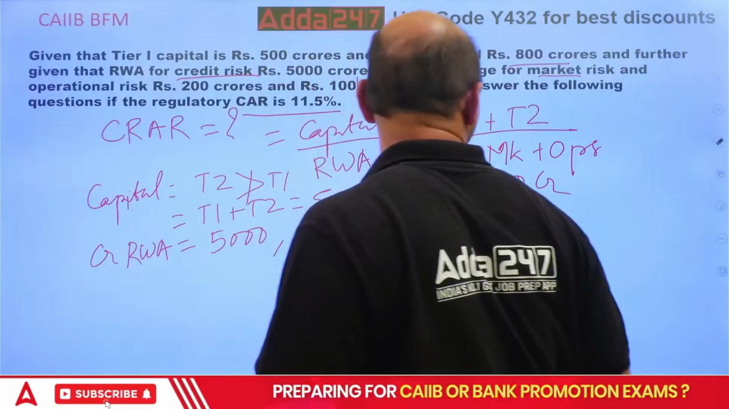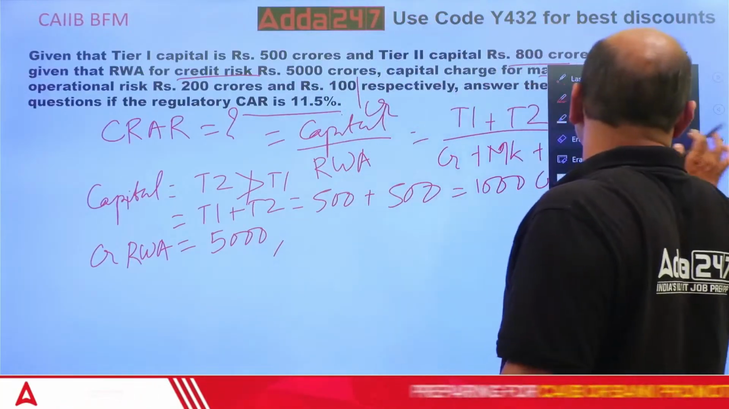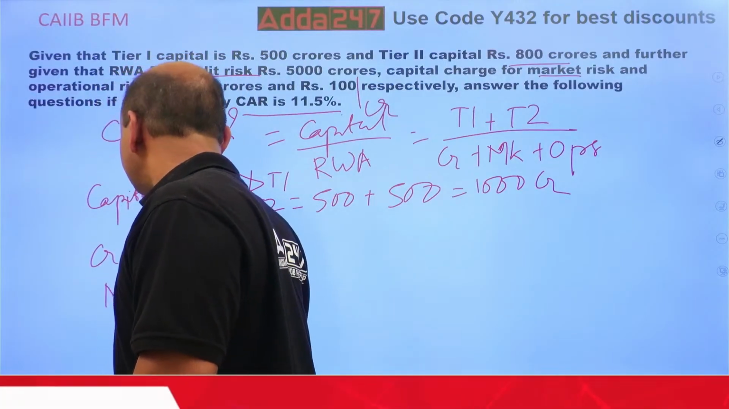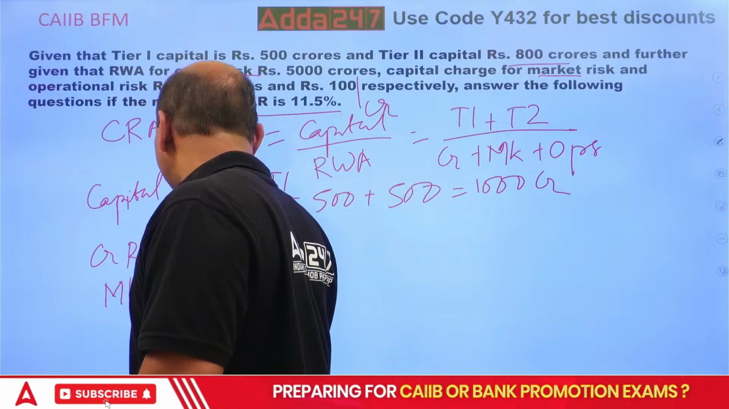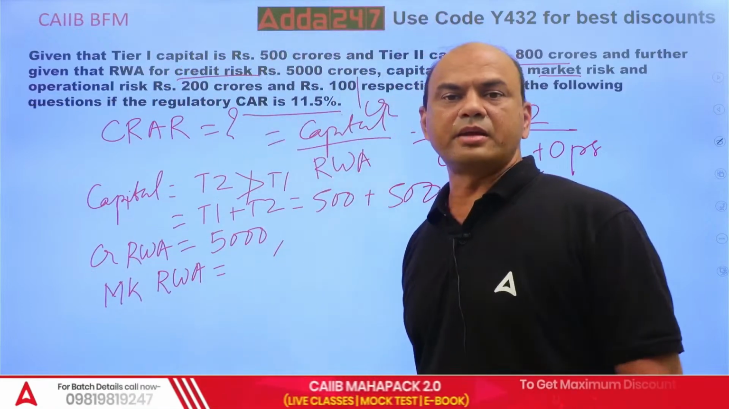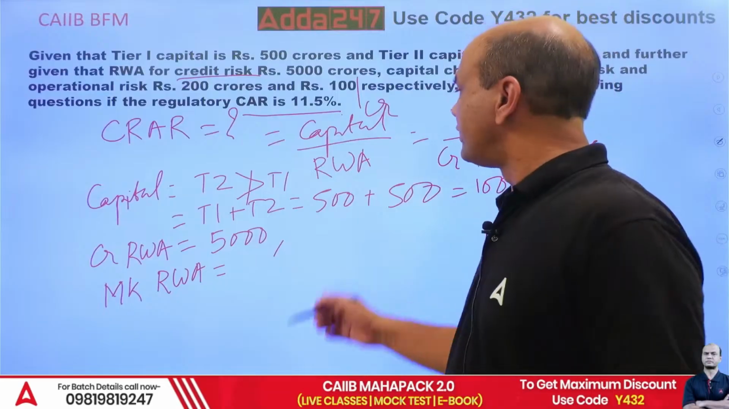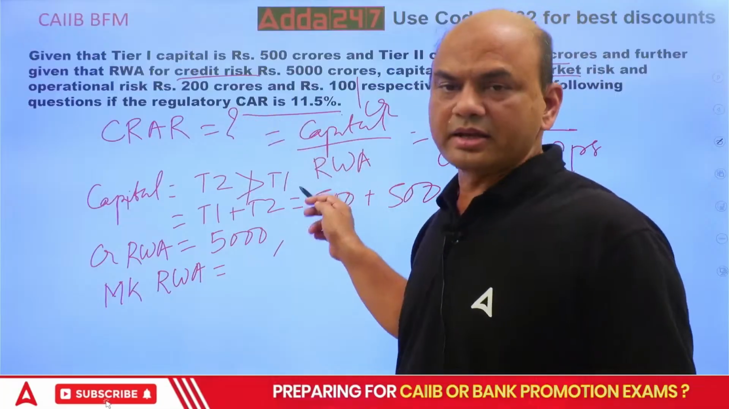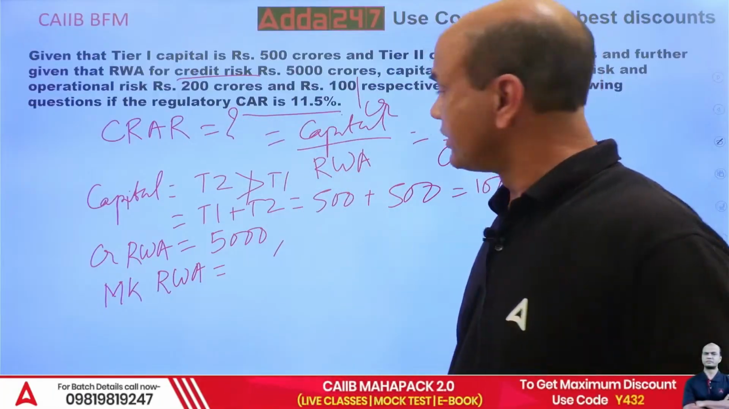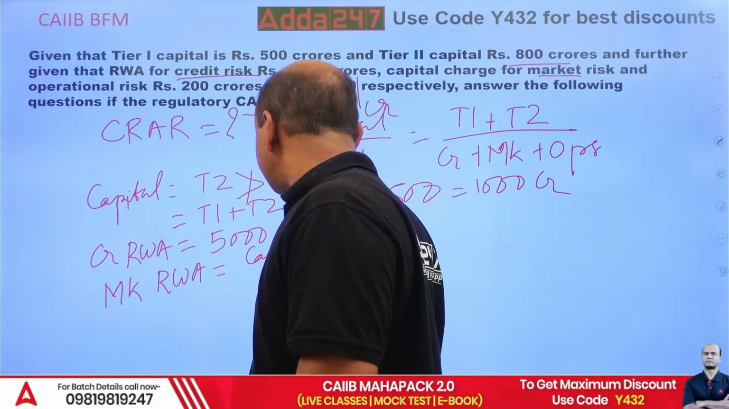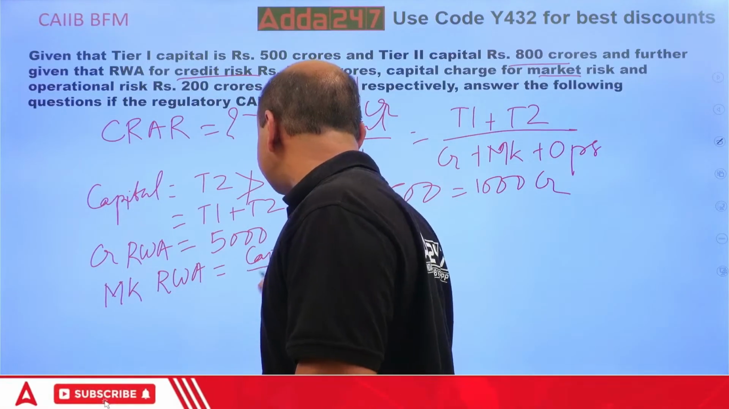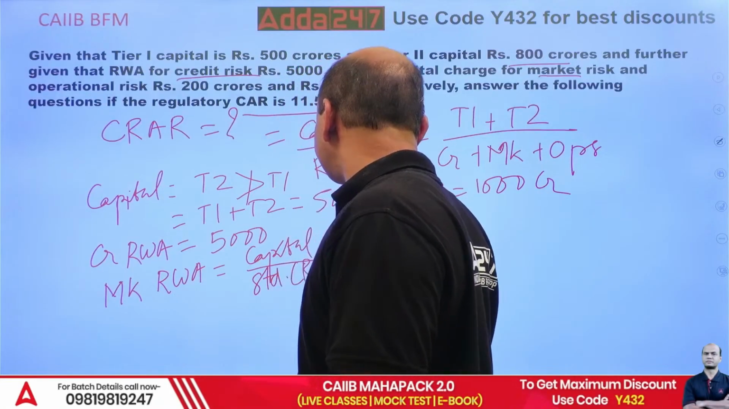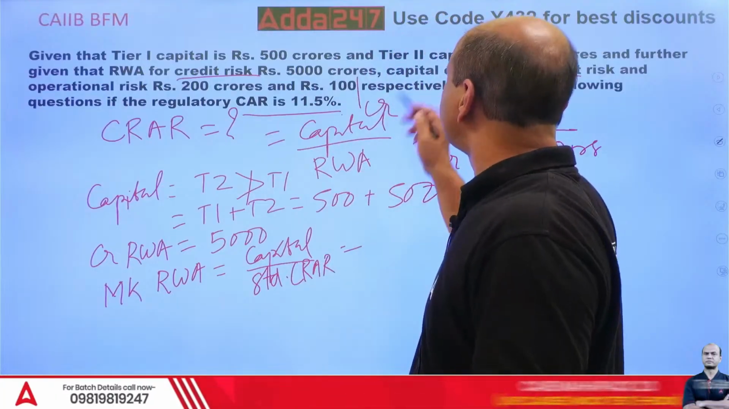For market risk, RWA you want. Remember the formula: RWA for market risk is capital upon standard CRAR. Capital is given, and standard CRAR is given already. Look at this, 11.5.